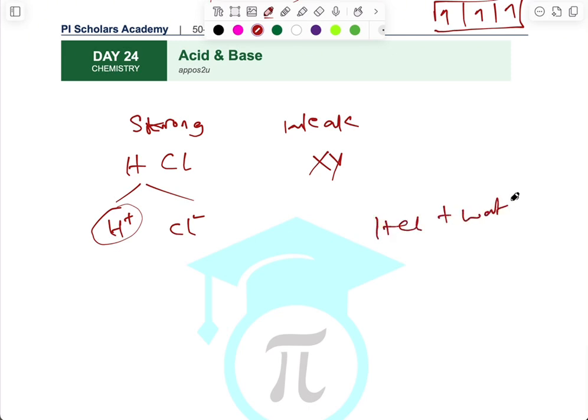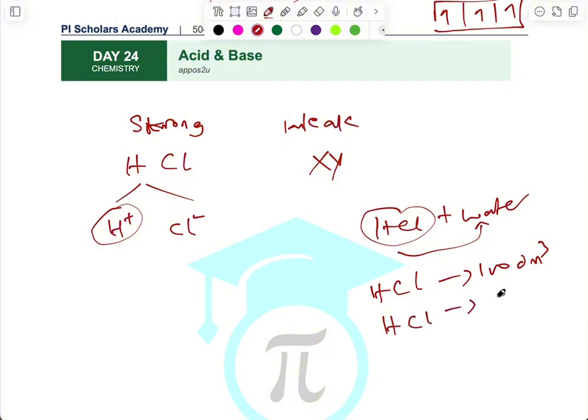HCl plus water. Yes, both of them involve water. But this time around, we are looking at the amount of HCl that is inside water. So if, let's say, you put a certain amount of HCl in 100 dm cube of water, and this same amount of HCl you put in, let's say, 200 dm cube of water, what's going to happen is that HCl is going to be fully dissociated in these two cases.